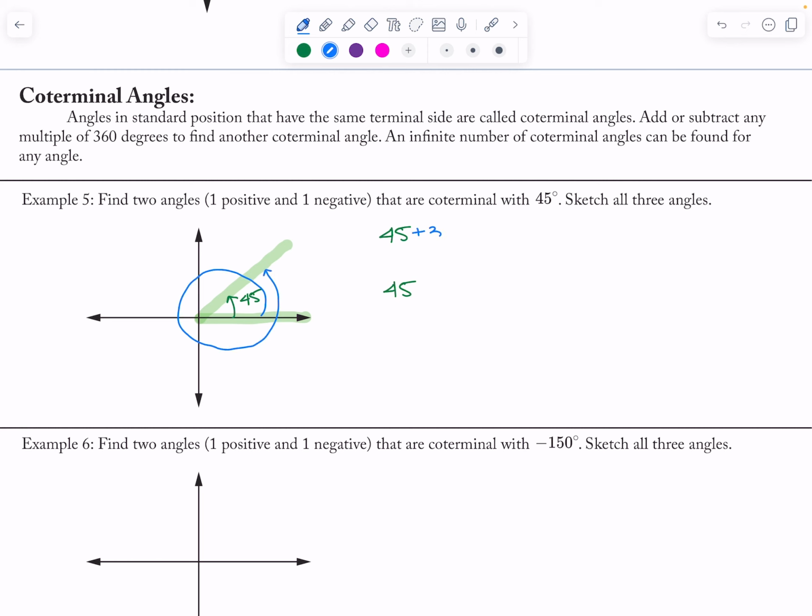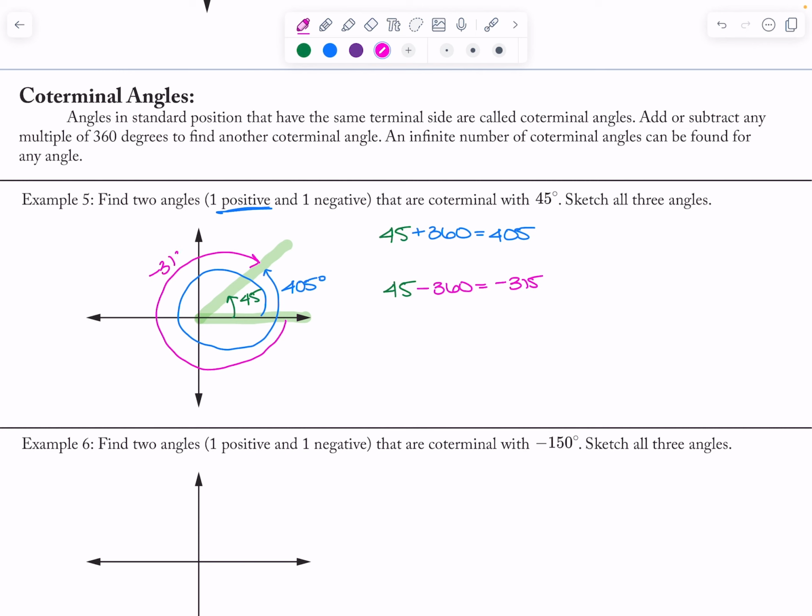So if I add 360 here, I will get 405. So that is a positive coterminal angle. If I want to go negative, I'm just going to go backwards. I'm going to go clockwise. So then I'm going to subtract 360 degrees, and I'll get negative 315.